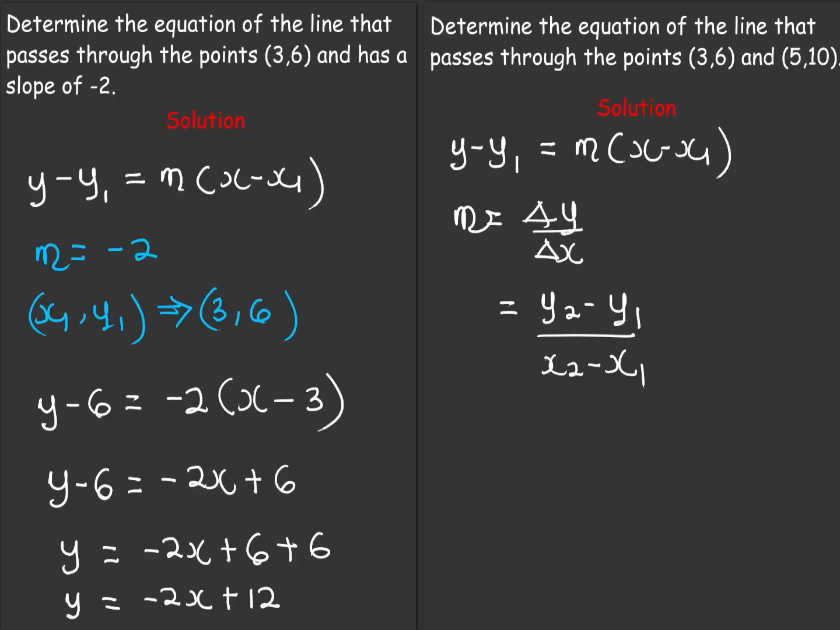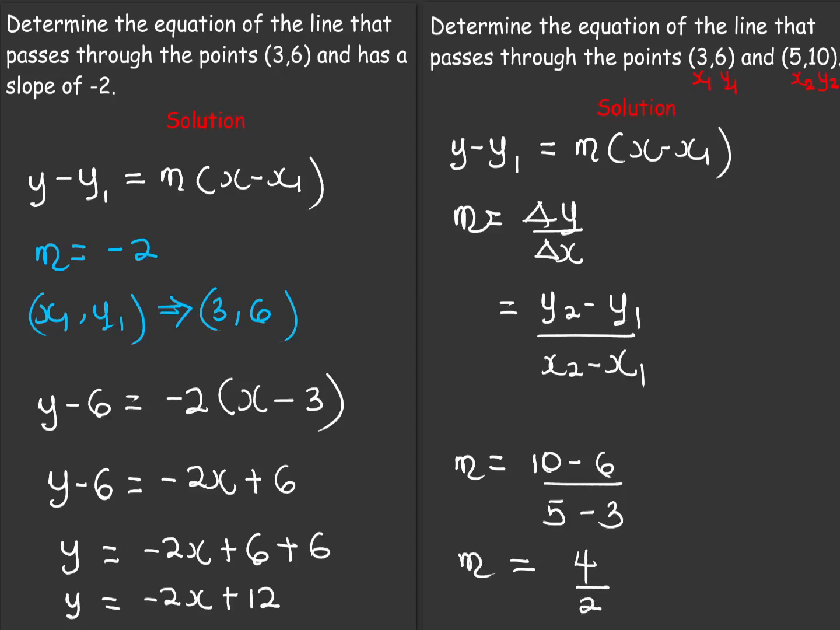So per the points we were given, we are going to let this be our x1, y1, x2, and then y2. Doing our necessary substitution, we have our gradient m, which is equal to y2, which is 10, minus y1, which is 6, all over 5 minus 3. Solving further, m is 10 minus 6, which gives us 4, over 5 minus 3, which gives us 2.